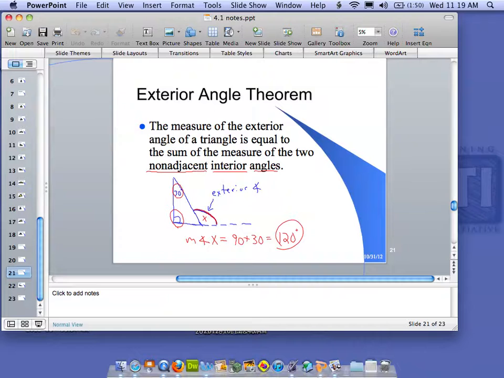And I think that you would agree if you did it the other way, the long way around, by finding this first and then subtracting 60 from 180, that it would give you the same thing.